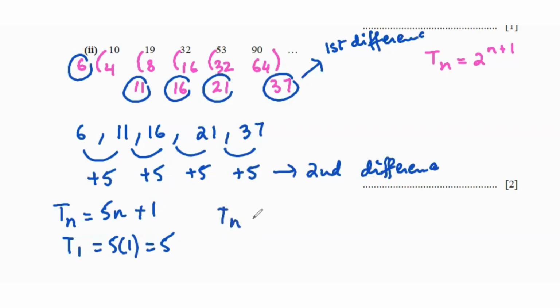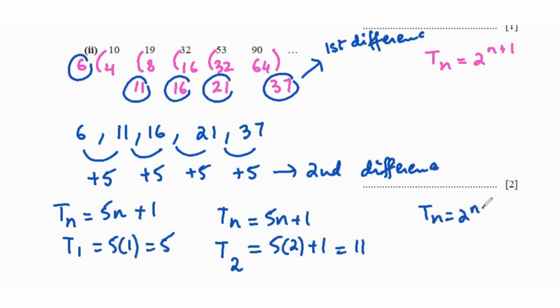So for Tn = 5n + 1, for the sequence of the common difference, find the second term. That's going to be 5 times 2 plus 1, which is 11. Which means to our original nth term, 2 to the power of n plus 1, we will add 5n plus 1.